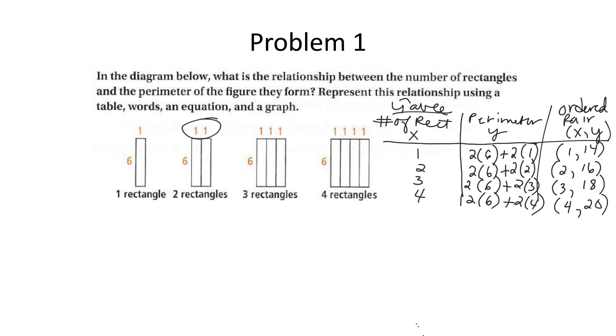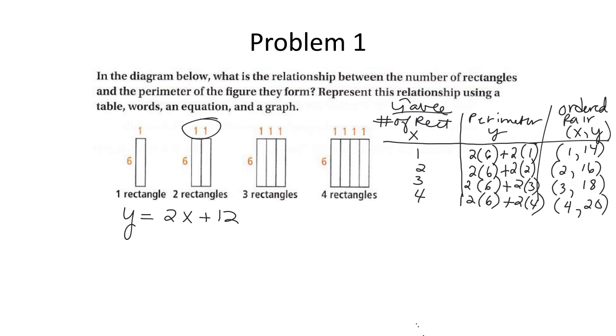So there's our table. So in words, right, we're multiplying the number of rectangles in each figure by 2 to get the total length of the top and both sides of the combined figure. So then we're going to add 2 times 6, or 12, for the total length of the left and right sides of the combined figure to get each perimeter. How we would write that as an equation would be y is equal to 2x plus 12.